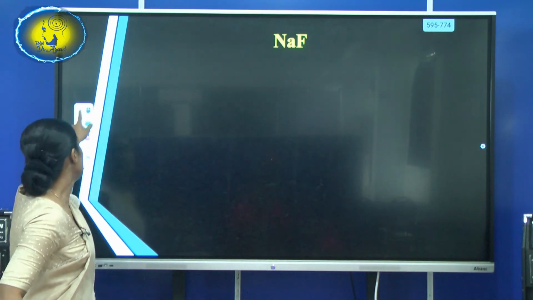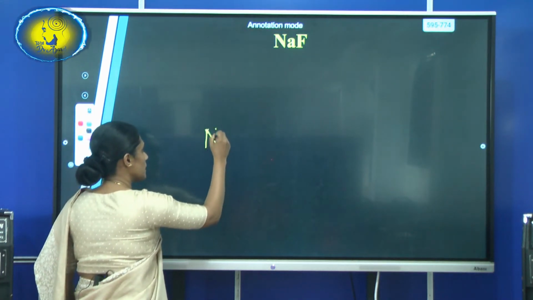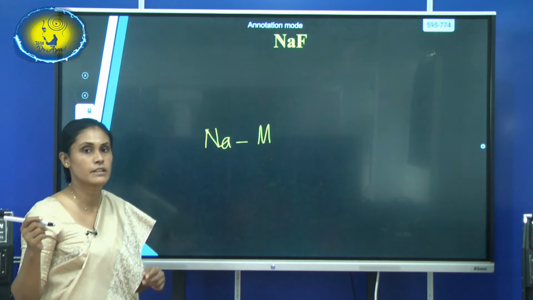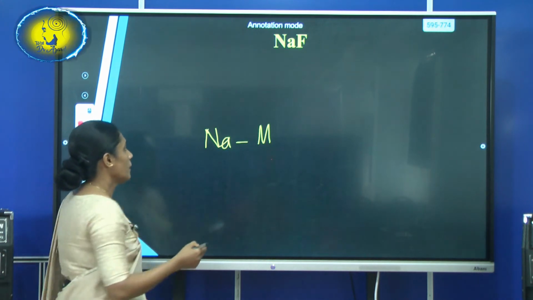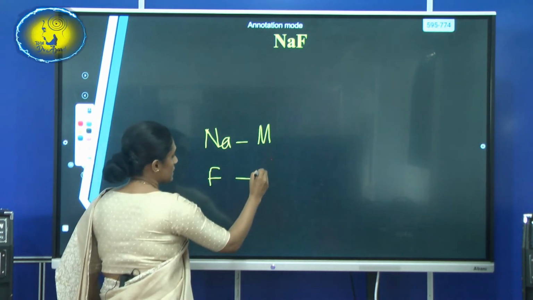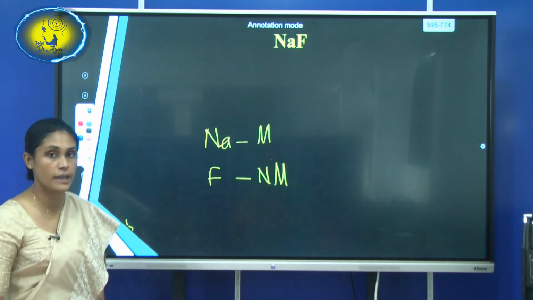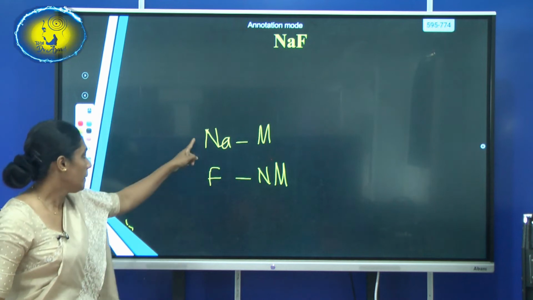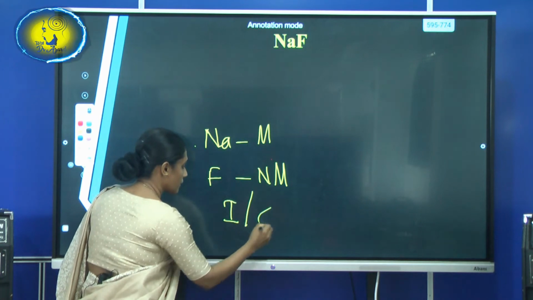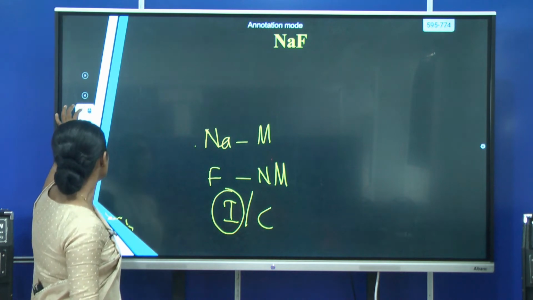Sodium fluoride. So tell me, sodium, as you know, sodium is a very famous metal in the first group, very reactive with water, with cold water. Then what about fluoride? It's a non-metal. Fluorine, we say fluoride ion, sodium ion. Metal and non-metal forms ionic bond. Right.